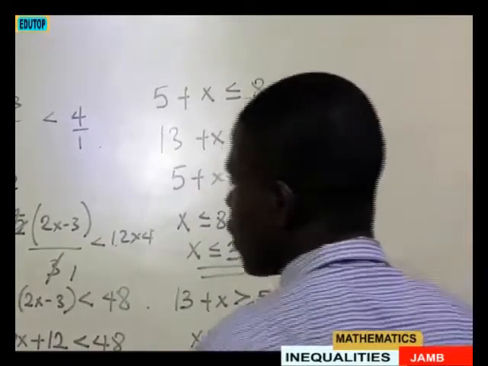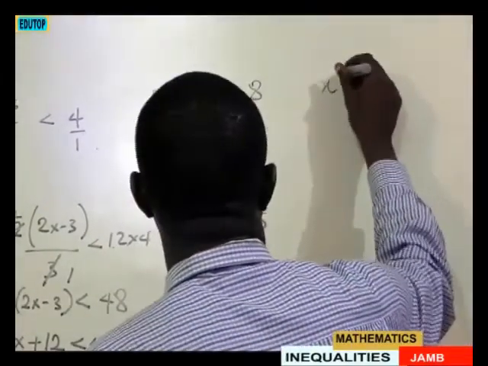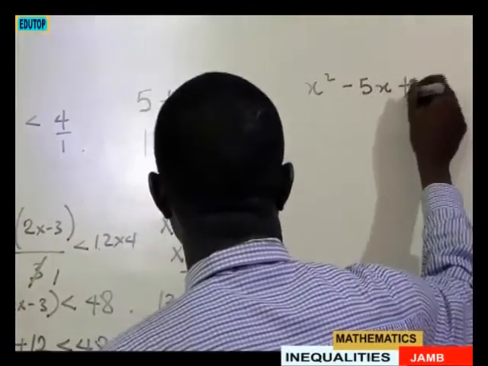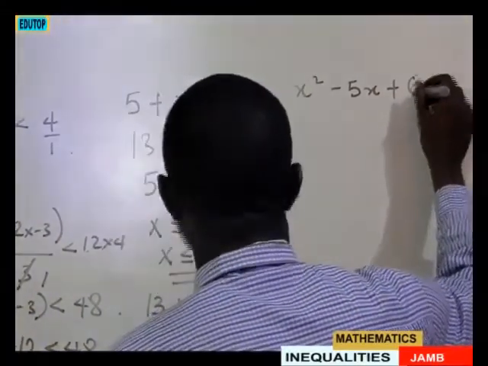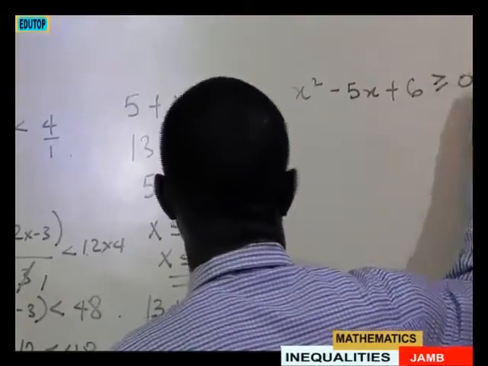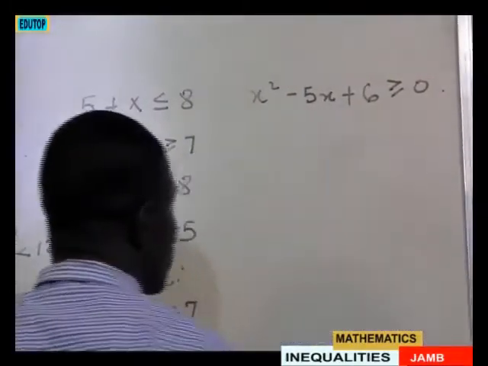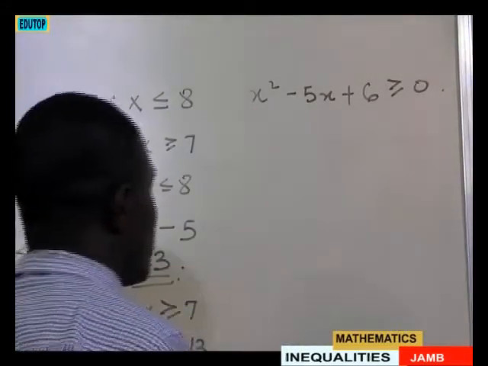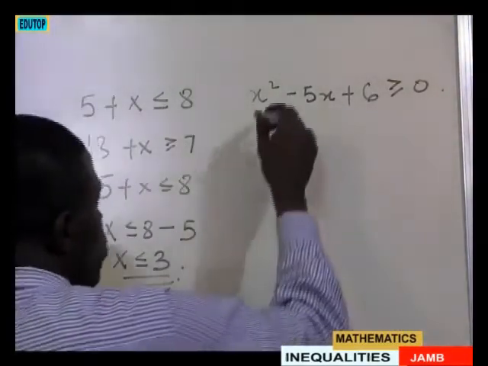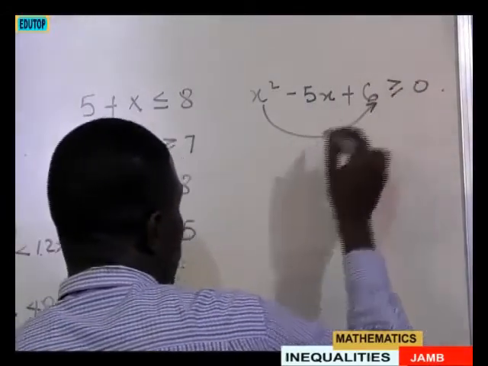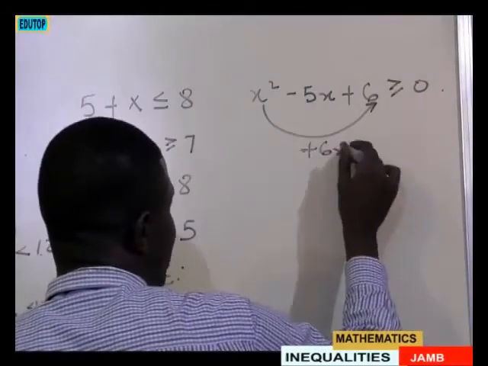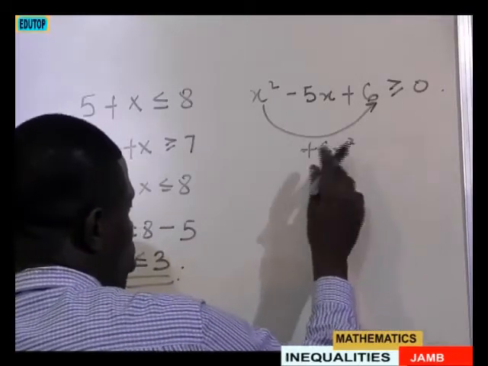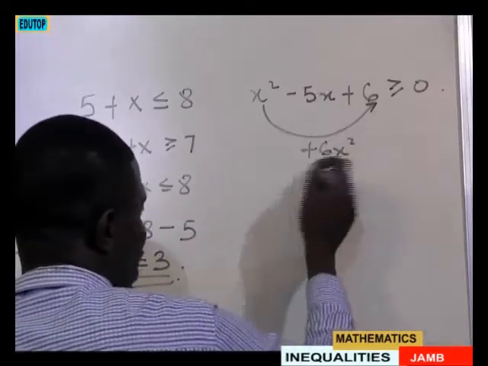So in this situation, let's see. We have x squared minus 5x plus 6 is greater than or equals to what? 0. That's what we are given. So in this situation, the first thing we have to do is to solve this quadratic first. So if we have to solve this quadratic, what we need to do is to multiply this by this, then we are going to have plus 6x squared. We are going to look for two factors of 6 that the addition or subtraction of will give us the number in the middle. What are the factors of 6?